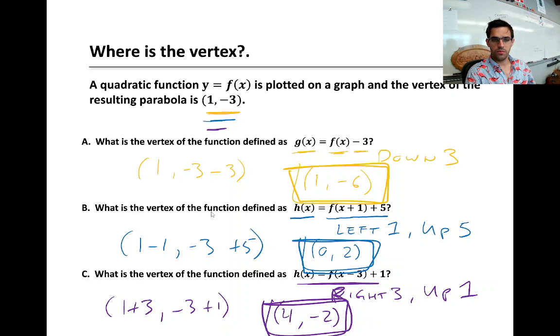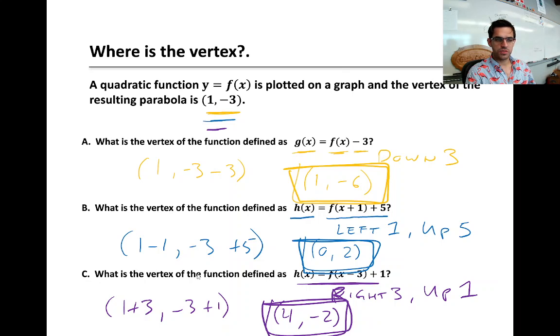All right, example B. We have a vertex of a function defined as h of x, and h of x is f of x plus 1 plus 5. So our h value is negative 1, shift left 1. Our k value is positive 5, so shift up 5. From our f of x function, so we take f of x, 1, negative 3. We're going to subtract 1 from the x value, and we're going to add 5 to the y value. So our vertex for h of x is the point 0, 2. 1 minus 1 is 0, and negative 3 plus 5 is 2. That's our answer.